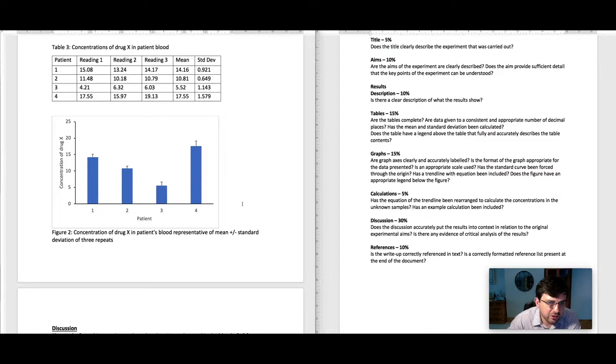So we've got the mean and the standard deviation plotted. We know that it's a concentration of drug X. Again, if nitpicking, we could say that we want the units there, so that would strengthen this figure. And we know that these are the patients across the x-axis.